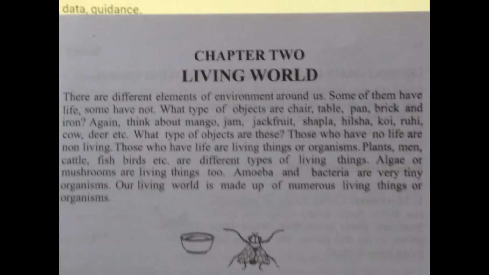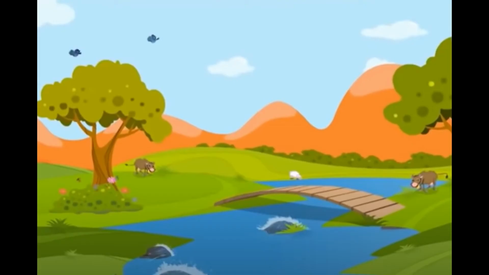There are different elements of environment around us. Environment means the place where we live. The things around us, in nature, in our society, those are our environment. Elements means components, parts, factors. In our environment, there are different elements, different parts, different things.